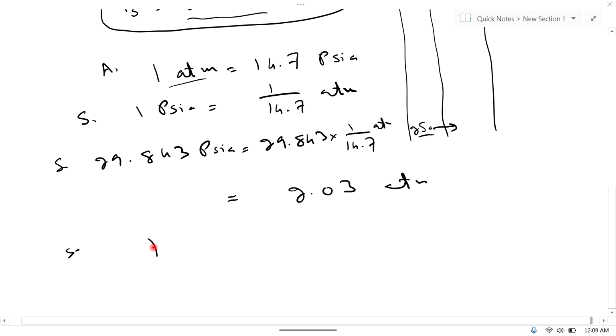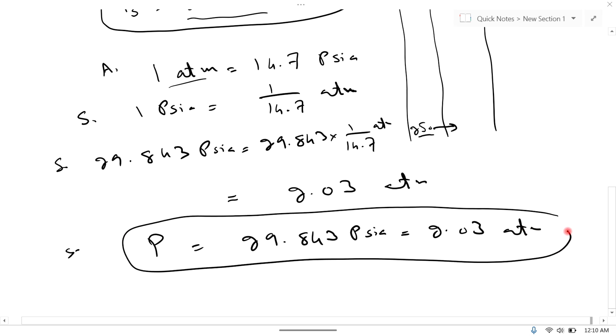So the absolute pressure is equal to 29.843 psia, which is equal to 2.03 atm.